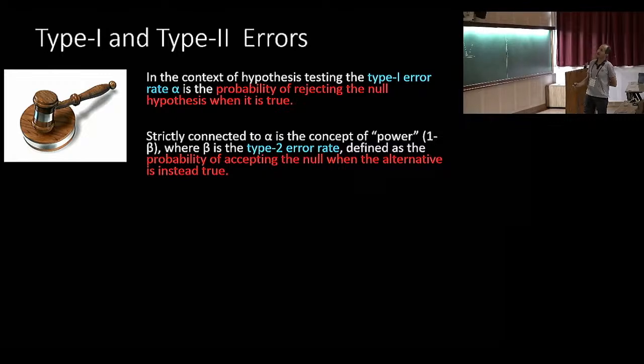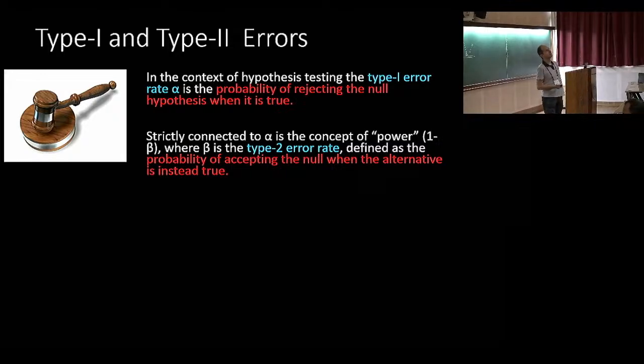And strictly connected to the type 1 error rate is power, which is 1 − β. And beta is the other player in this. Beta is the type 2 error rate. So 1 − β is called power, but beta is the type 2 error rate. The type 2 error rate is defined as the probability of accepting the null hypothesis when the alternative is true. You go to test for COVID and you have COVID, but they say, oh, you're fine, you're negative. Okay, there is a probability that the test fails this way.